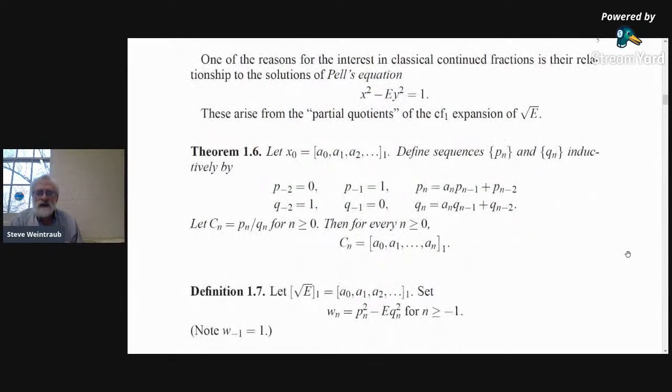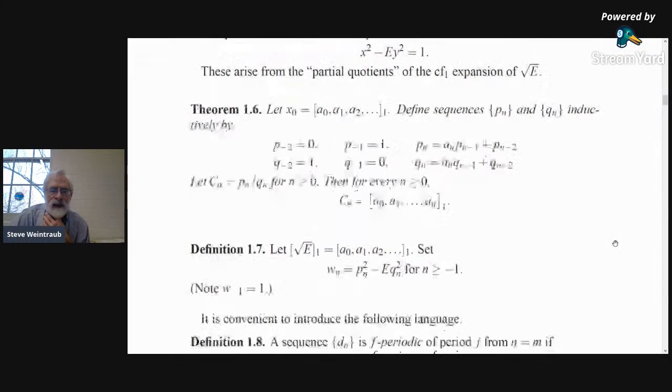If we think about the square root of e, let's look at the following number: p sub n squared minus e times q sub n squared, for n at least minus 1. So for n equal to minus 1, we're looking at p sub minus 1 squared. That's 1 squared minus e times 0 squared, so that's equal to 1.